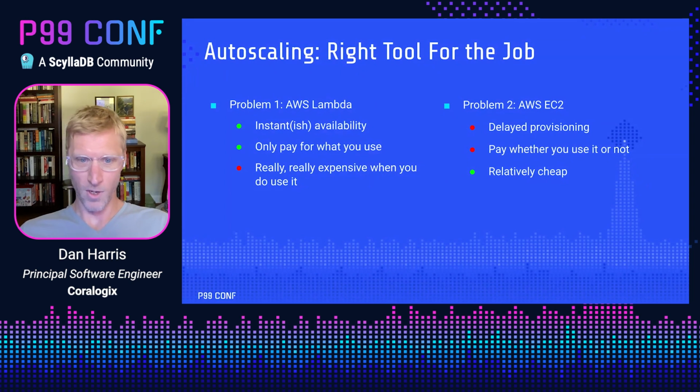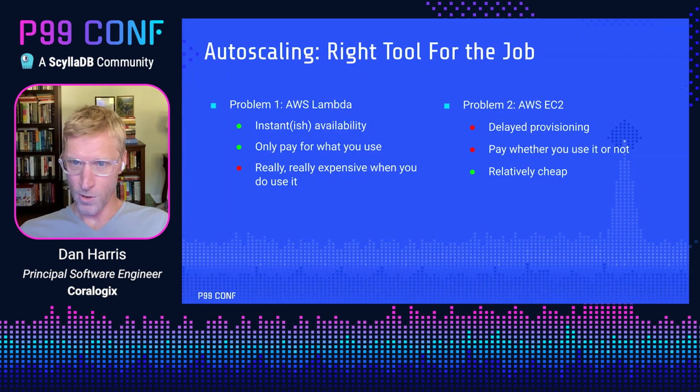But it's really, really expensive. So I think Lambda per compute second is about 12 times the cost of EC2. So you want to use it when you absolutely need it, but if you have sustained load, it's a really, really cost inefficient way to do compute in AWS.